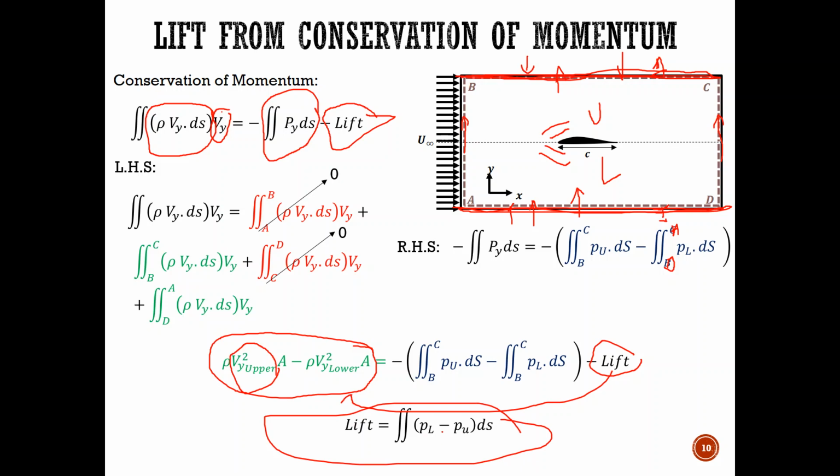Lift is basically the pressure lower minus pressure upper times the surface area. Okay, what this means is that if you can quantify the pressure acting on the top and bottom wind tunnel surface, for example, this is the pressure variation on the lower surface, and this is the pressure variation on the upper surface, you can find the difference in pressure, right? Integrate along the surface, and that will give you an expression for lift.